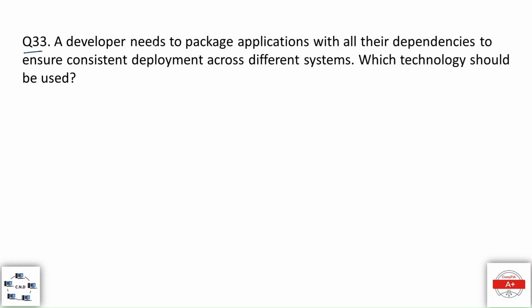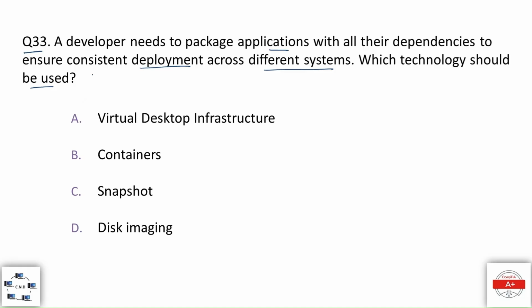Question number 33. A developer needs to package applications with all their dependencies to ensure consistent deployment across different systems. Which technology should be used? The options are option A, virtual desktop infrastructure, option B, containers, option C, snapshot, and option D, disk imaging. And the correct option is option B, containers.